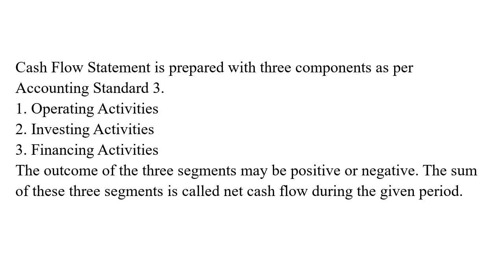Cash flow statement is prepared with the three components as per accounting standard 3. First one is operating activities, second one is investing activities, third one is financing activities. The outcome of the three segments may be positive or negative. The sum of these three segments is called net cash flow during the given period.